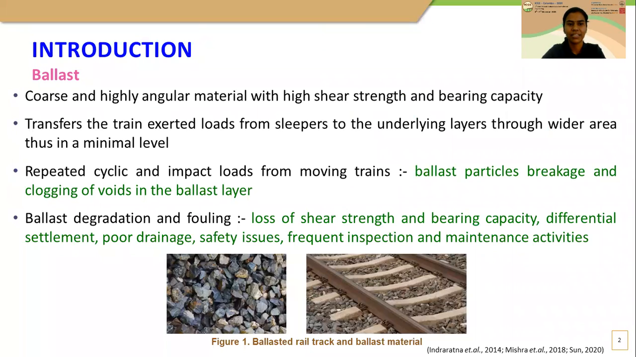Ballast is a coarse and highly angular material with high shear strength and bearing capacity. The ballast layer transfers the loads exerted from moving trains from sleepers to the underlying layers through a wider area, therefore at a minimal level. With time, due to the repeated cyclic and impact loads from the moving trains, ballast particles undergo breakage and the voids in the ballast layer are clogged with broken particles.